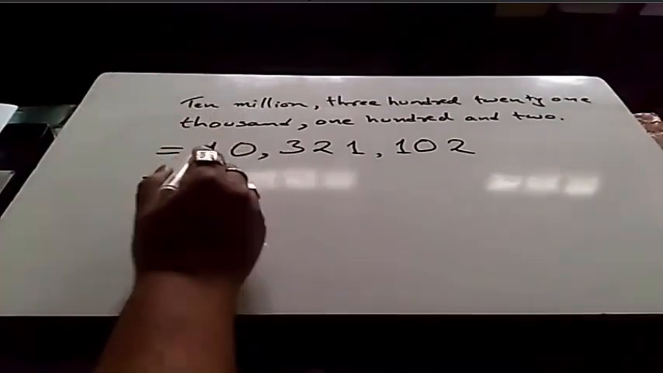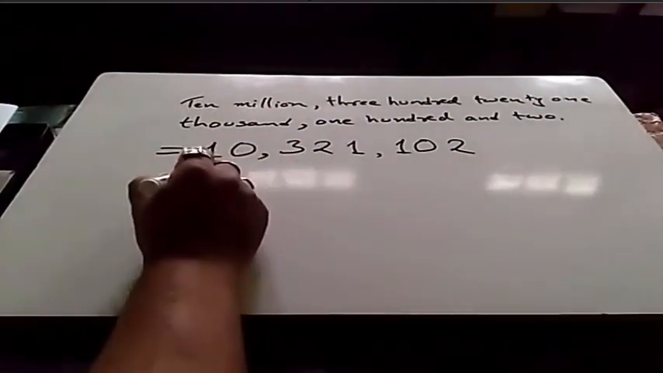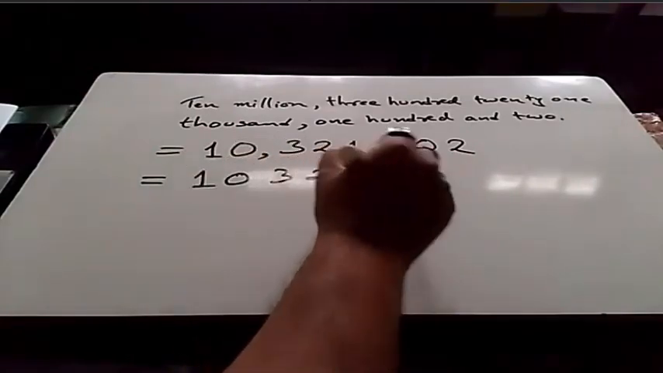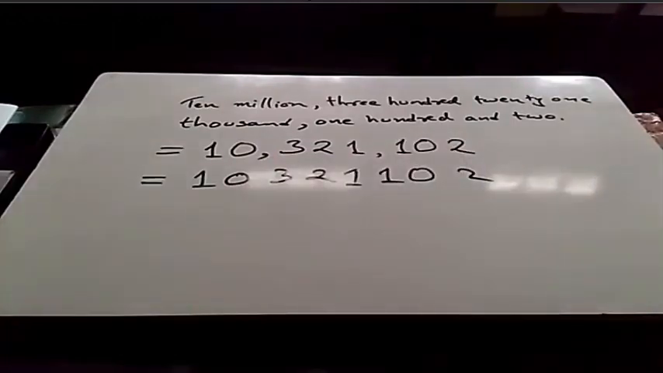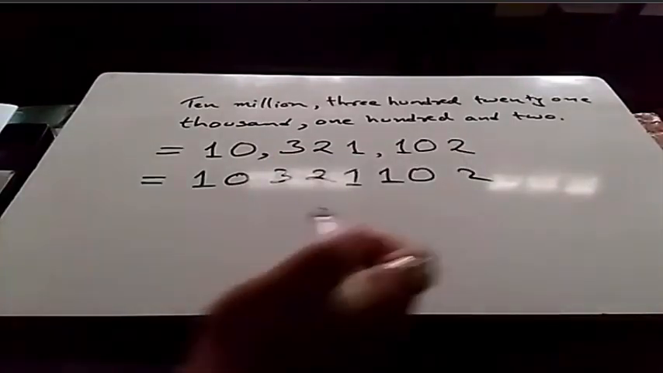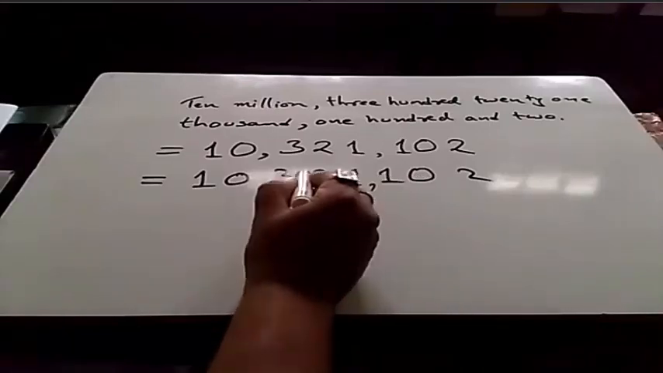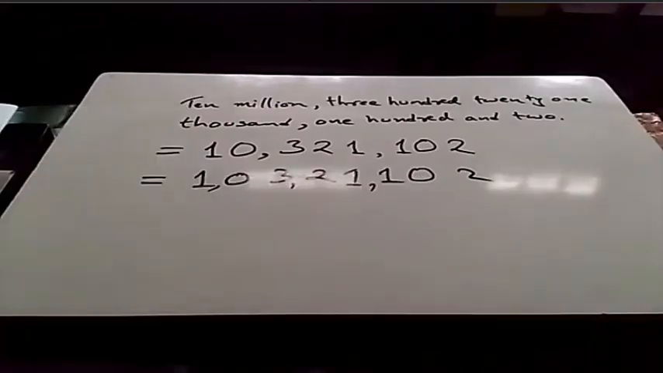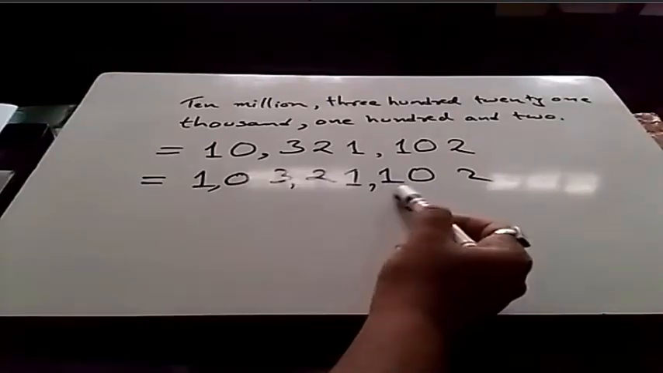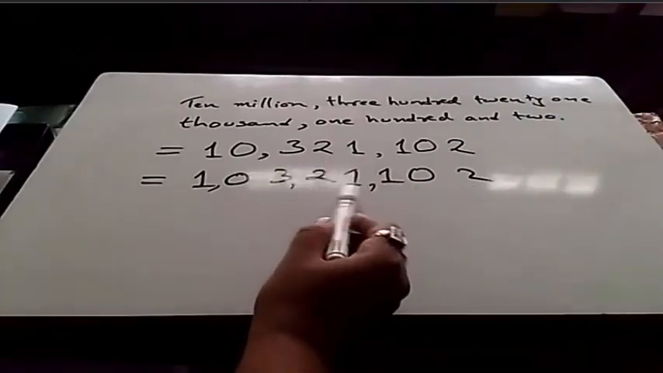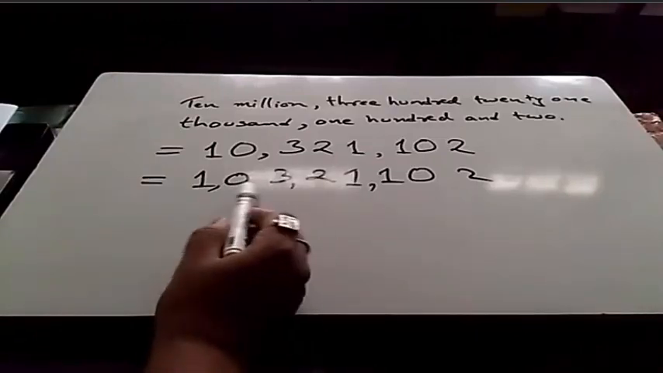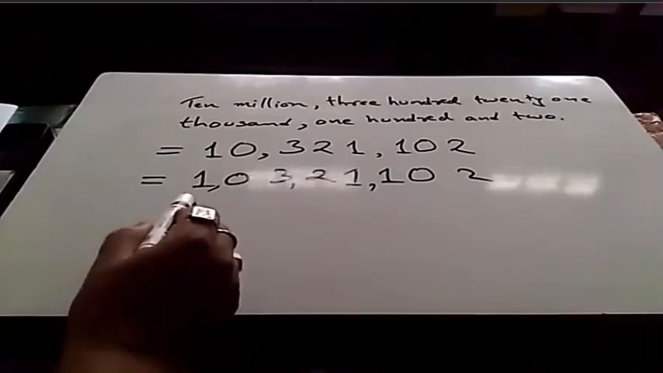First of all, we will write the number without the periods: 10321102. Then we will put the periods according to the Indian system, that is 123, 12, 12. Clear? Now, in the Indian system, this is the hundreds period, this is the thousands period, this is the lakhs period, and this is the crores period.